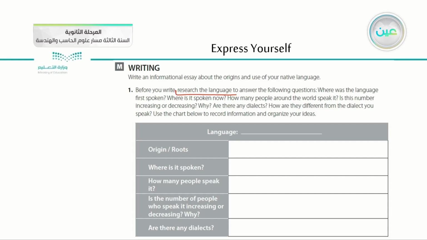Where was the language first spoken? So we're talking about a place. Where is it spoken now? How many people around the world speak it? Is this number increasing or decreasing, and why? Are there any dialects, and how are they different from the dialect you speak?